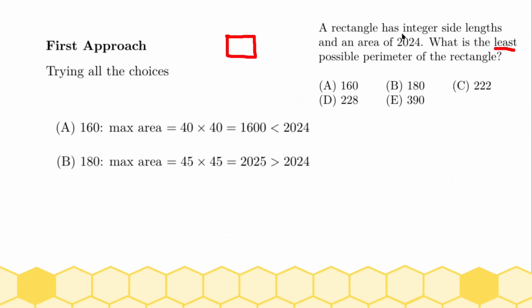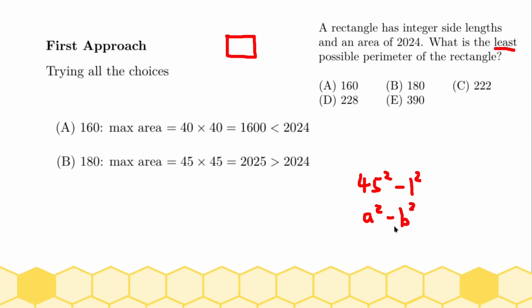But we also need to satisfy the condition of integer side lengths. So we need to look for 2 integer side lengths that give us exactly 2024. And let's see how we can do that. Now, one thing we can notice is that 45 squared minus 1 would become 2024. And obviously, this is in the form of a squared minus b squared, right?